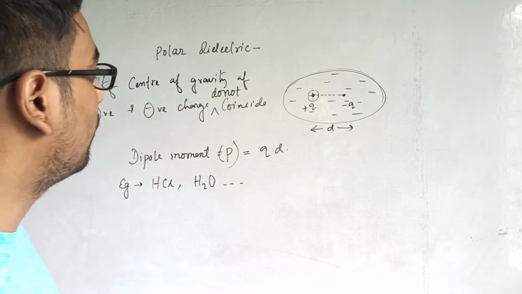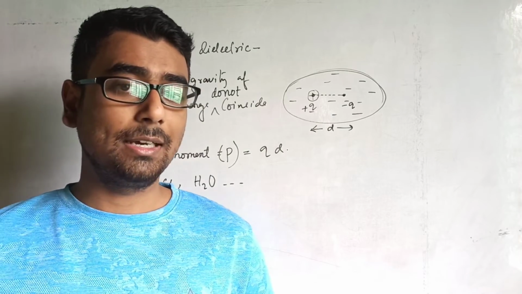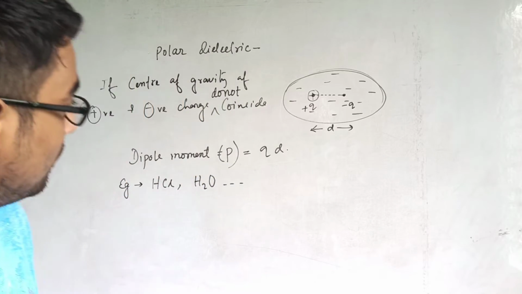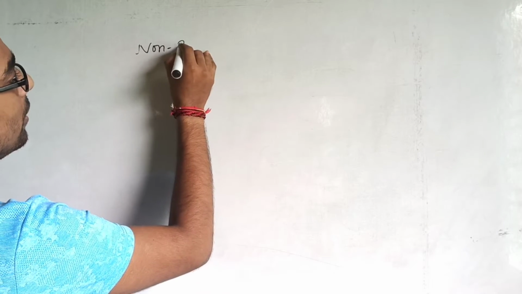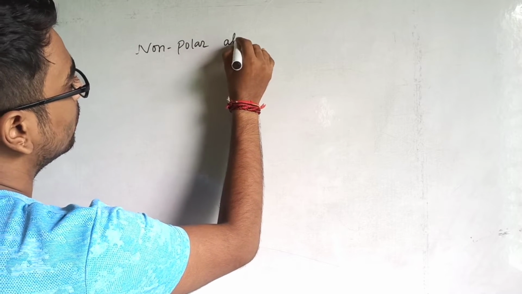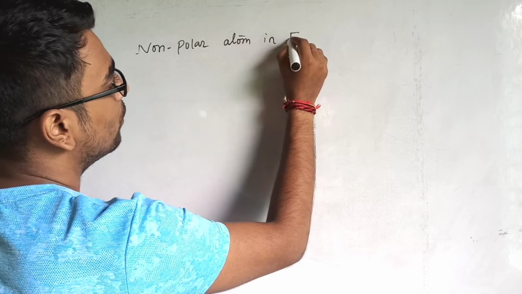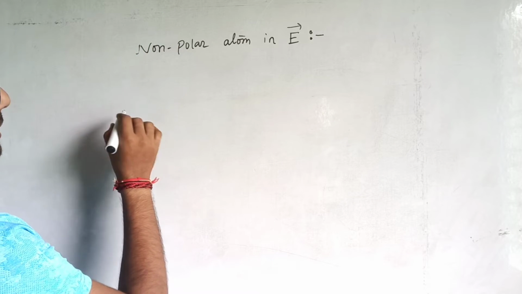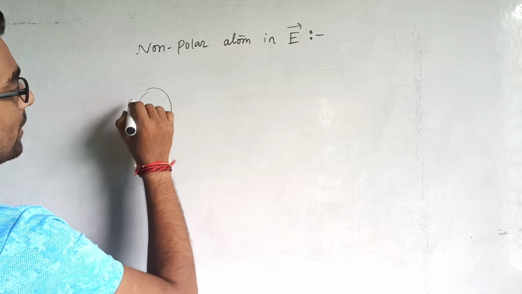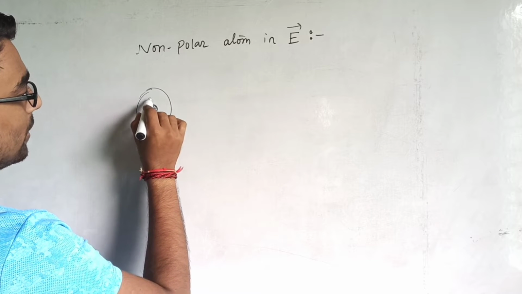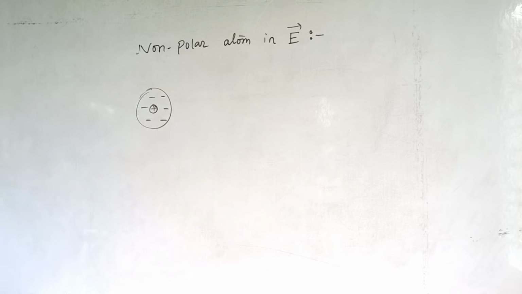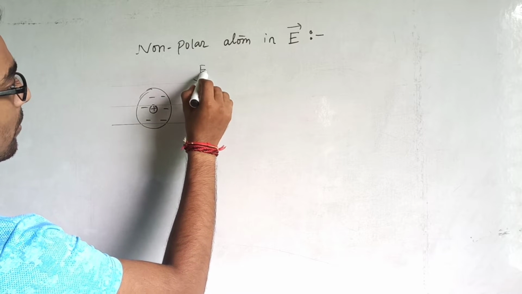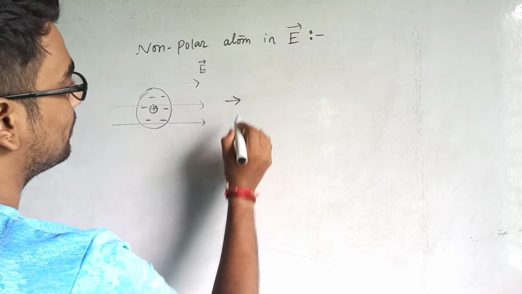Now the question is, what will happen if we place a non-polar dielectric in a uniform electric field? Okay, now we will see what will happen. Non-polar atom in a uniform electric field. Suppose the condition is like this. The first stage will be like this. Here is the atom, the positive and negative charge uniformly distributed like this, and if we place a uniform electric field here, what will be the next figure? What will happen?